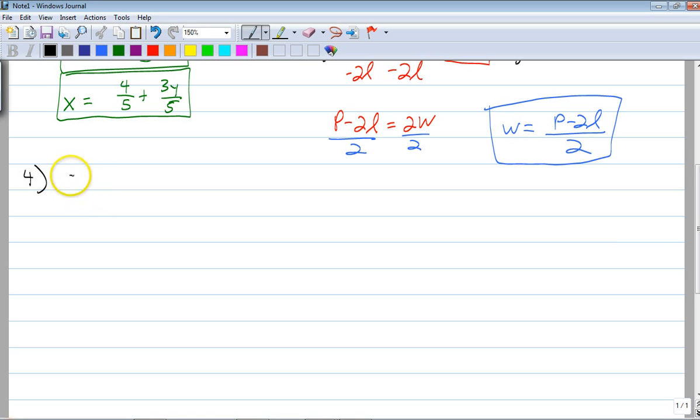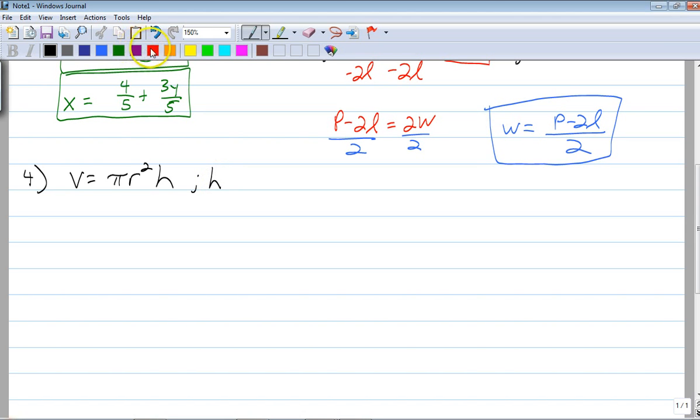Number 4. I have V is equal to pi r squared h. And these are all kind of formulas you've seen probably in geometry, just like P equals 2L plus 2W, that's the perimeter of a rectangle. So, I want to solve for h.